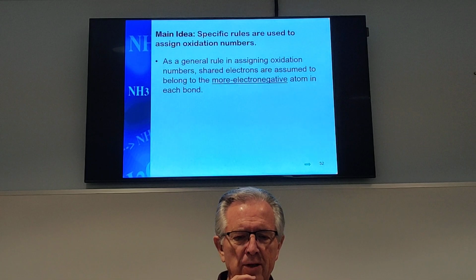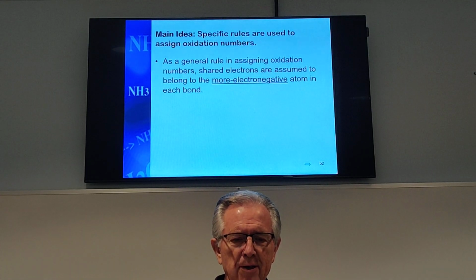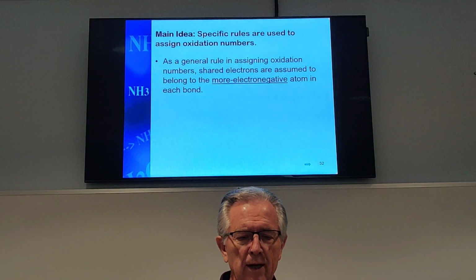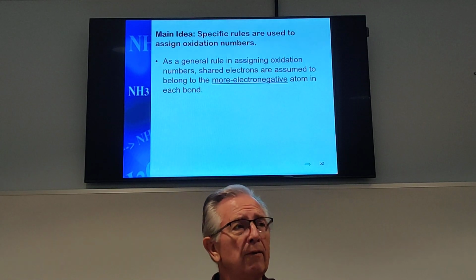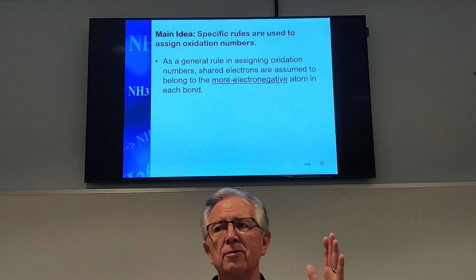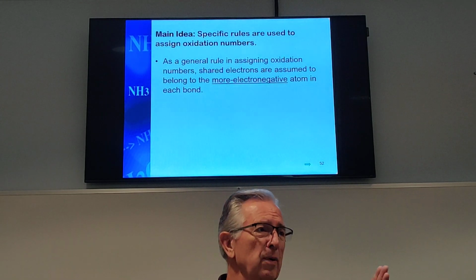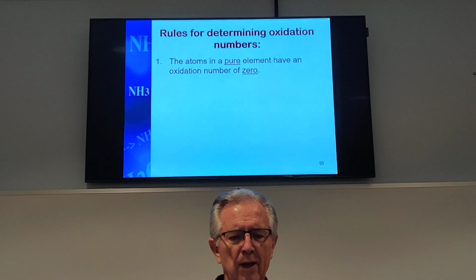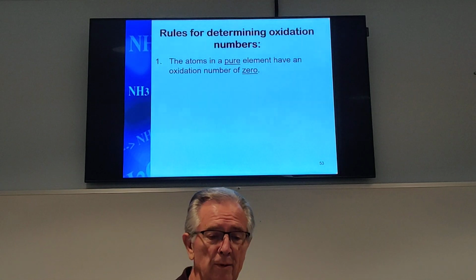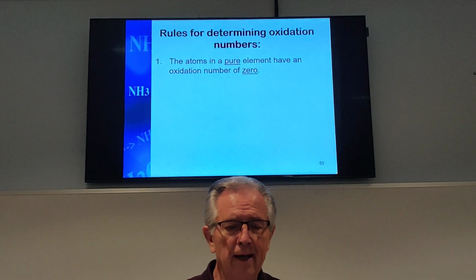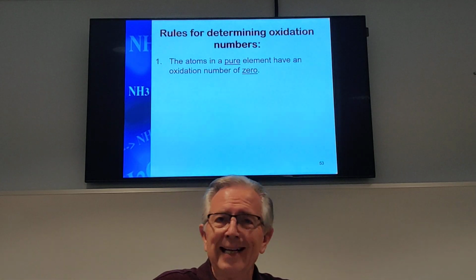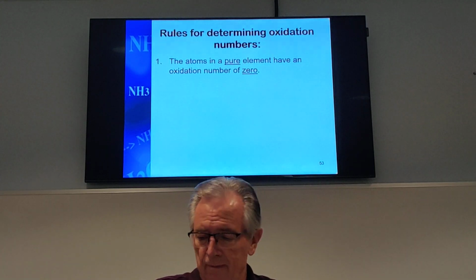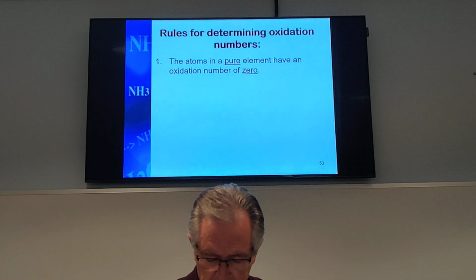Okay? Now, as a general rule, when it comes to assigning these oxidation numbers, if atoms share electrons, the more negative element, the one with the higher electronegativity, is where the shared electron is going to spend more of its time. We kind of talked about that in a previous chapter, but I just want to make sure that you know that. Okay, so here's rule number 1, the easy rule. Atoms in a pure element, in other words, not combined with any other element, have an oxidation number of 0.